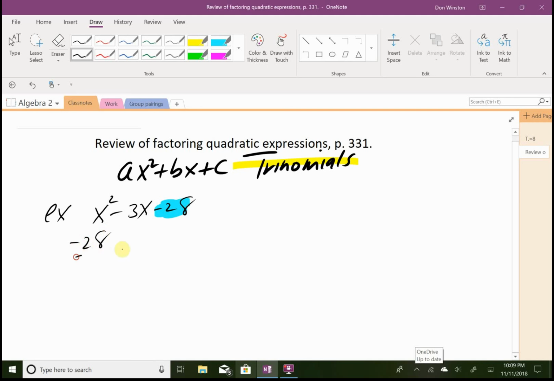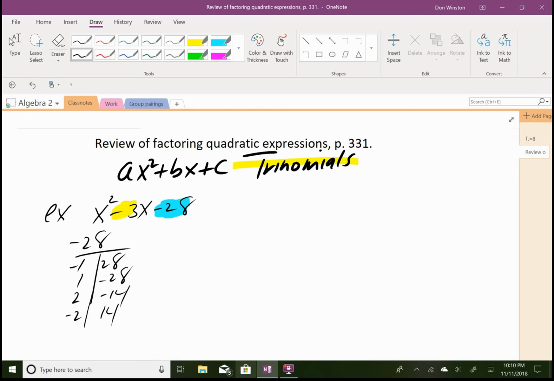Now, the only factors of negative 28, well, one is going to have to be positive and one will have to be negative, because a positive times a negative will give you a negative. So here, let's find factors of negative 28. Well, I'll start negative 1 and 28, or 1 and negative 28. And we want to find factors of negative 28 that, when added together, gives us a negative 3. So to continue, I have 2 and negative 14 and negative 2 and 14.